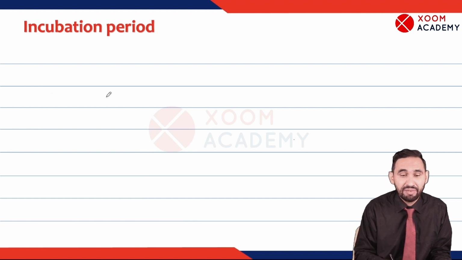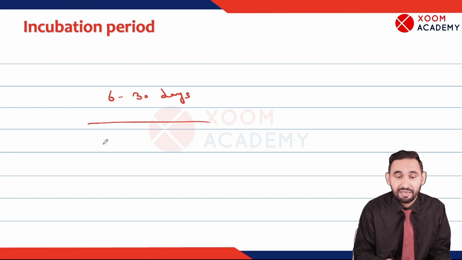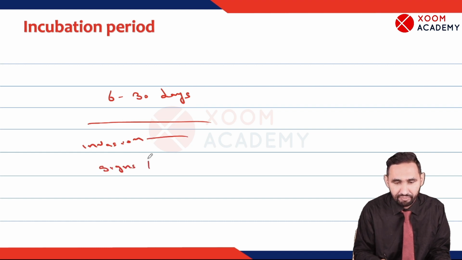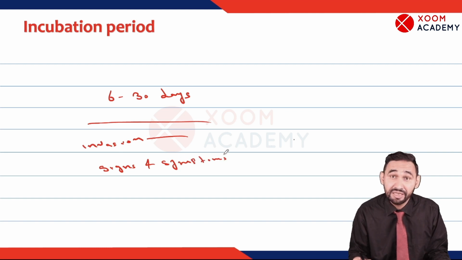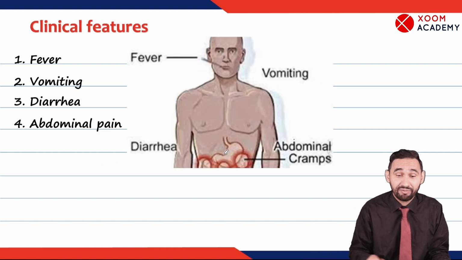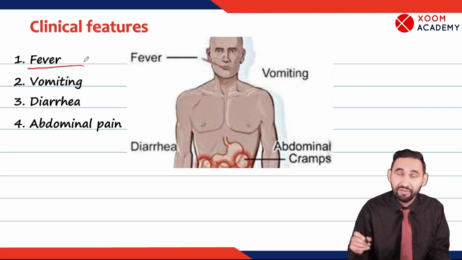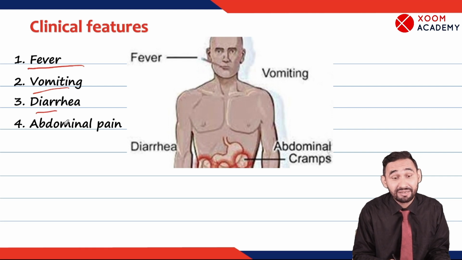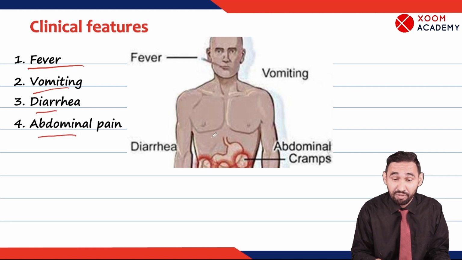Incubation period varies. It may vary from 6 to 30 days. What is the incubation period? The period from invasion of the organism till appearance of signs and symptoms. It may take 6 days. It may take 30 days. What are the major clinical features of typhoid fever? Fever. Fever is predominant in typhoid. There may be vomiting, diarrhea, abdominal pain, abdominal cramps because the GIT is involved.